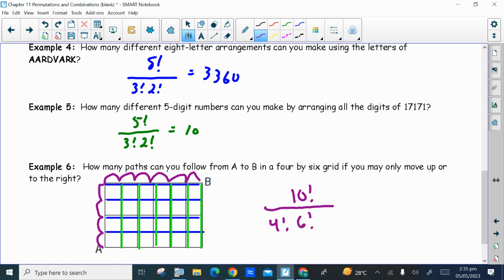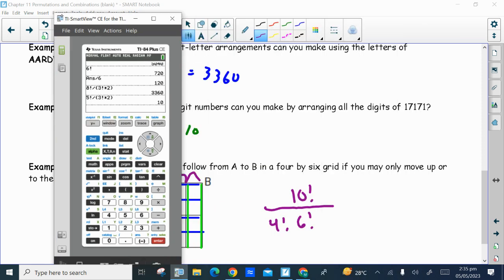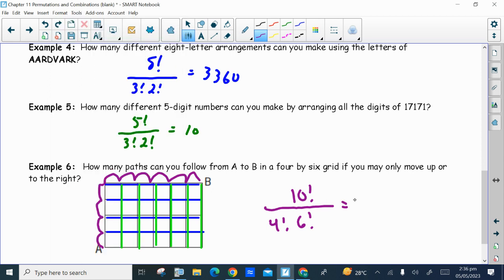So you can get this answer by going 10 factorial over 4 factorial times 6 factorial. And again, to do this, we're going to have to use brackets. 10 factorial divided by, in brackets, 4 factorial times 6 factorial. So that gives us an answer of 210. And that's one way to do this.